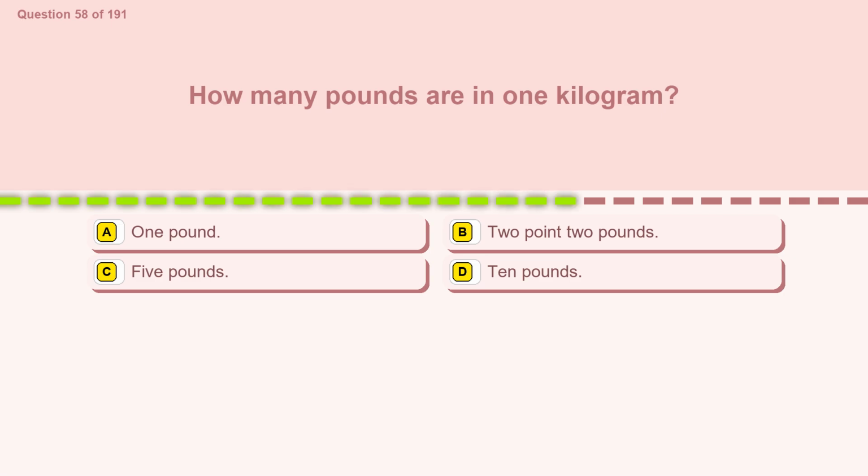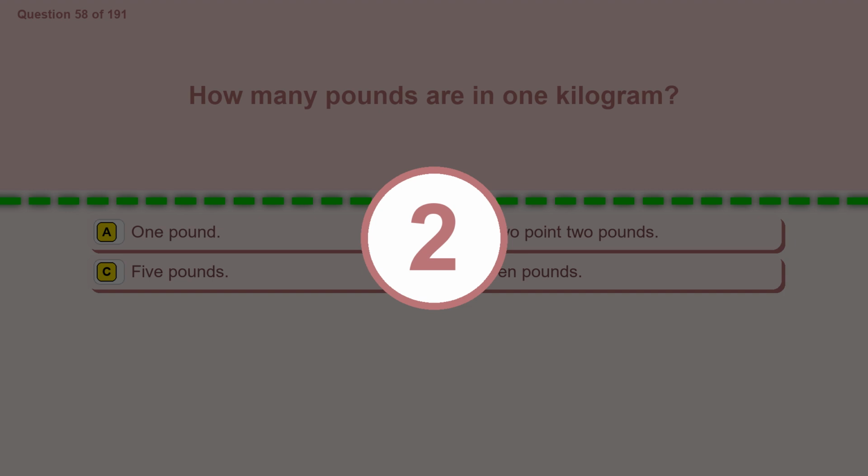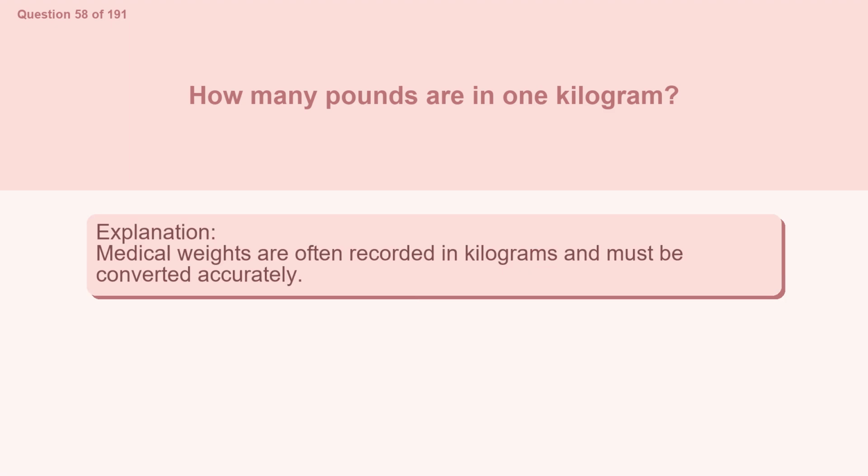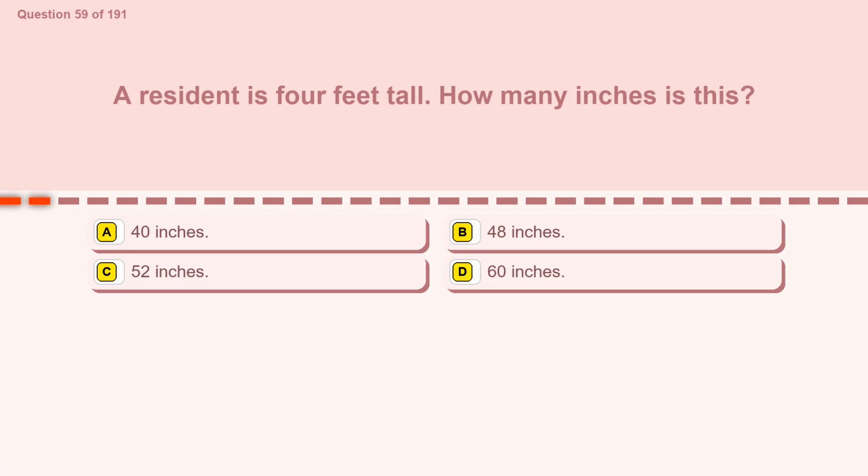Option B. 2.2 pounds. Option C. 5 pounds. Option D. 10 pounds. The correct answer is option B. 2.2 pounds. Medical weights are often recorded in kilograms and must be converted accurately. Question 59. A resident is 4 feet tall. How many inches is this?